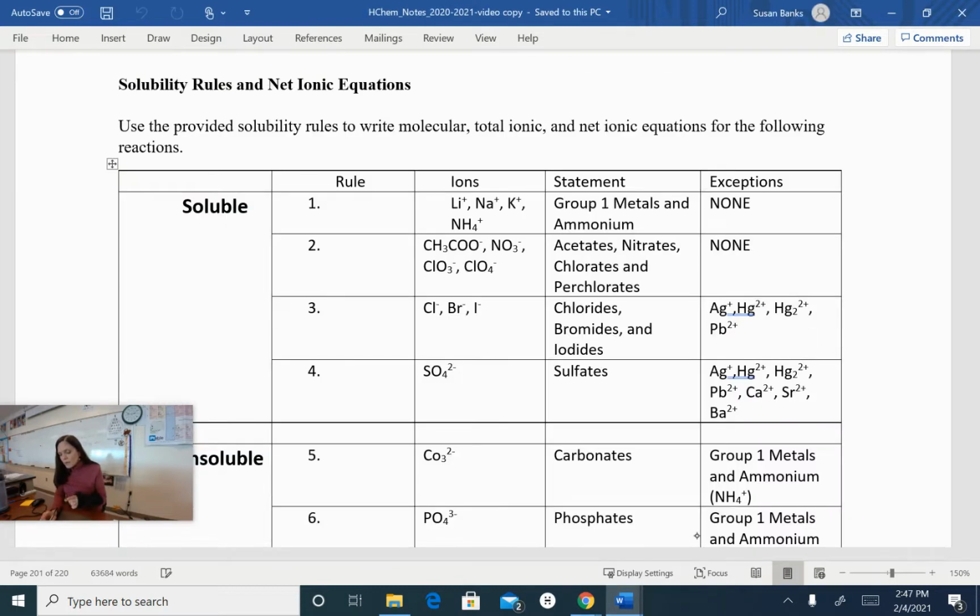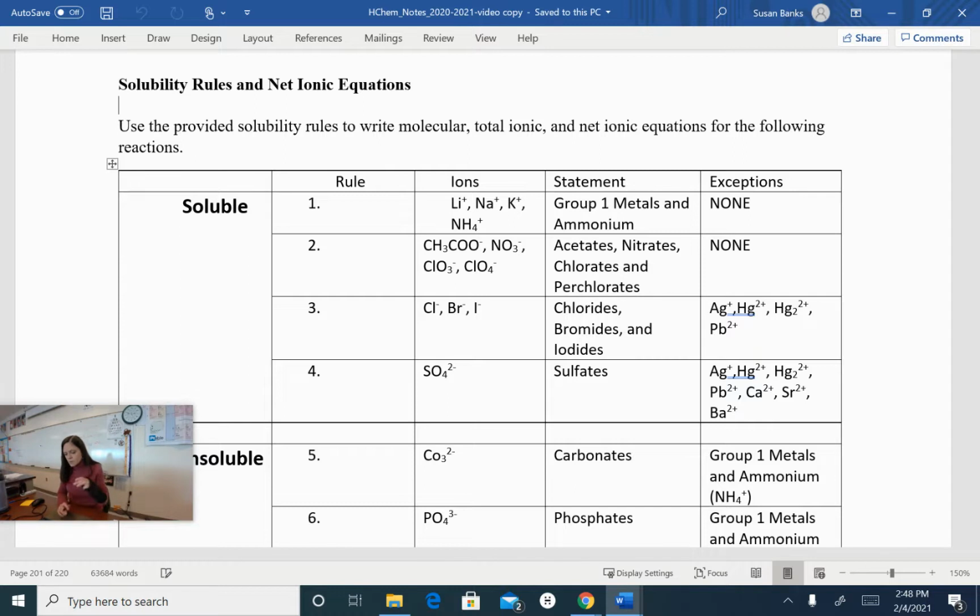So if I look at group 1 metals as well as the ammonium ion, they're always going to be soluble, no matter what. Okay, so if I have a salt made with any of those ions, I would expect it to dissolve in water pretty well. Okay, rule number 2. I have now the anions, the negative ion. Remember, positive ions are cations, negative ions are anions. So the anions, if I have acetate, nitrate, chlorate, or perchlorate, I would expect any salt made with those ions also to be soluble, no exceptions.